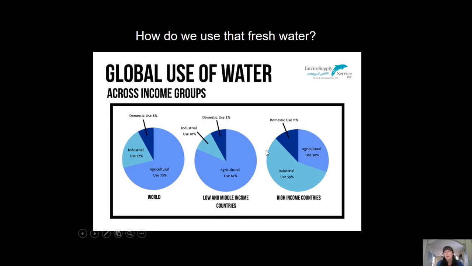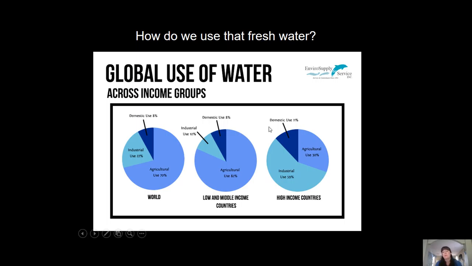Here is where the United States would fit in. We are a developed country. We are a high-income country. So 59% of it is used for the industrial sector, and that's manufacturing, power, electricity. When we get into our energy resources, we'll really get into how water is used here. And then agriculture is about 30%.